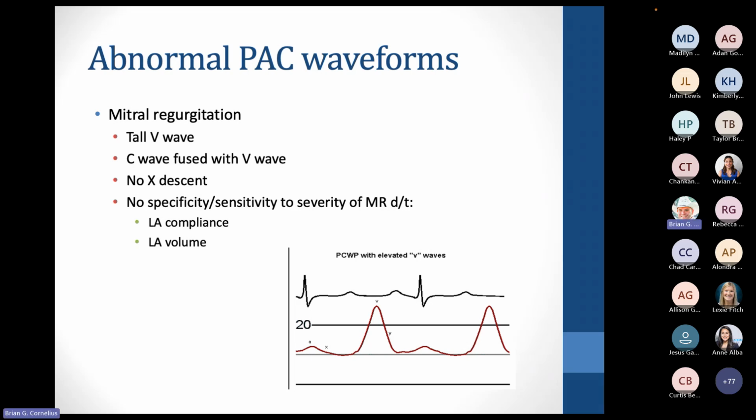So we're just going to look at some weird PA catheter waveforms. So with mitral regurg, you may have a tall V wave. You may notice that the C and the V are fused together. You may not have an X descent. Kind of unrelated to the severity of the mitral regurg, you may notice that there's a change in the left atrial compliance and the left atrial volume.